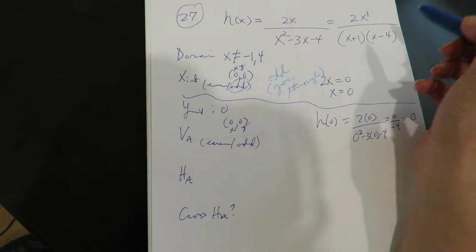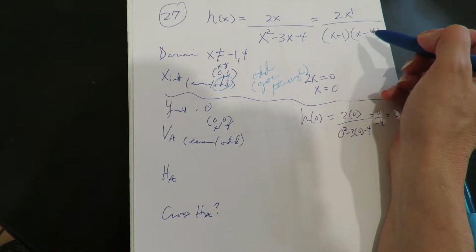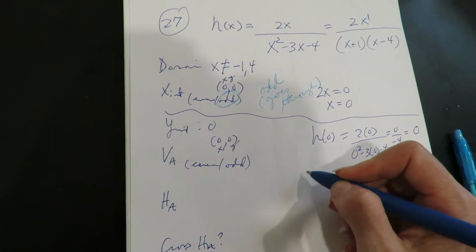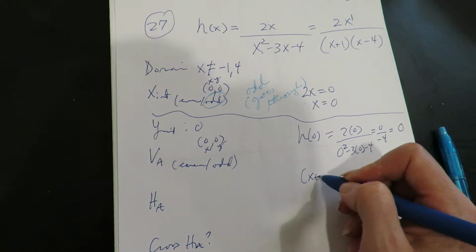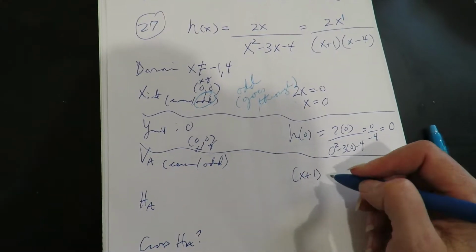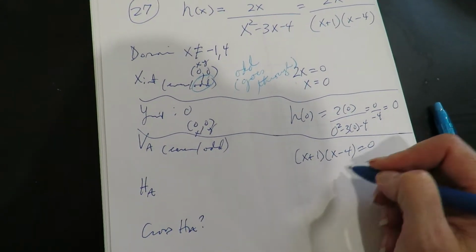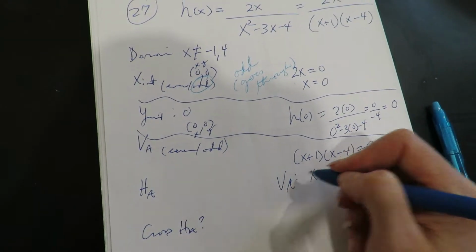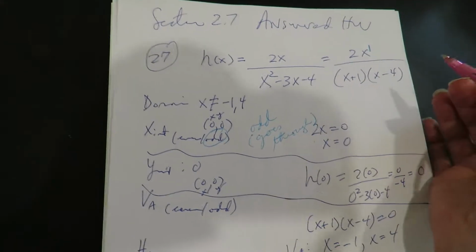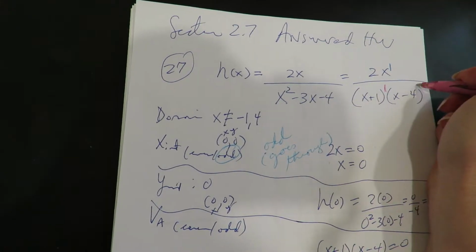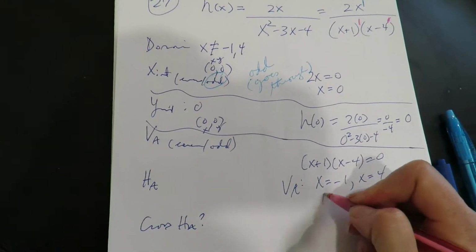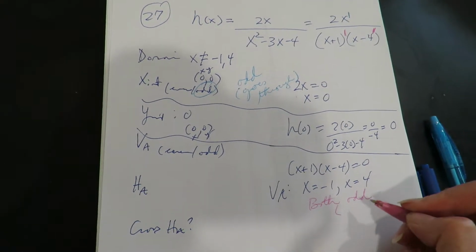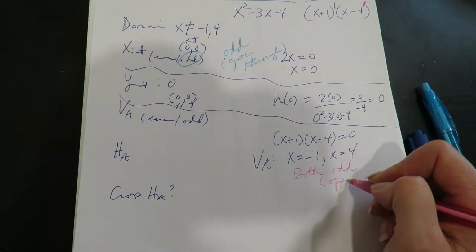VA comes from the denominator, assuming the numerator is non-zero, so that's going to be -1 and 4. So remember, VA comes when you set the denominator equal to 0. Okay, they're both in factored form, they're both first degree, which means that they're both odd. Being an odd VA means you're going to go in opposite directions.